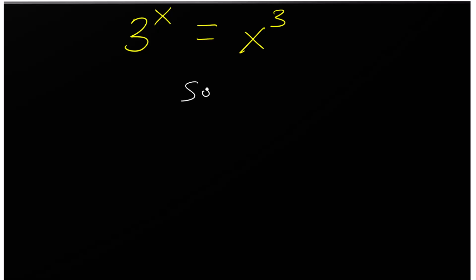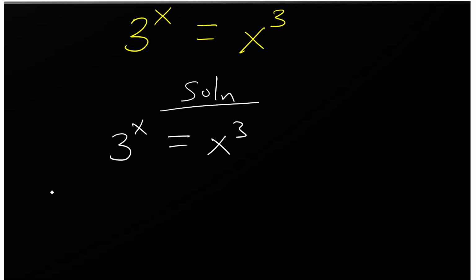Now we are given 3 to the power x equals x to the power 3. So how do you solve for x? Before that, when you have 3 to the power x equals x to the power 3, finding the value of x will be complicated and intricate as well. But with the help of the Lambert W function, we can find the approximate value for x.